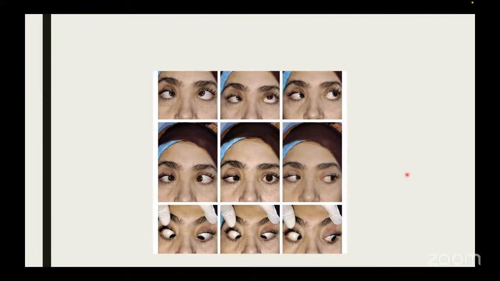We also have something called the force duction test, where the patient is usually asked to move towards the affected side. If there is remaining LR activity, you will feel the tug of the muscle. If there is no LR activity, you will not feel anything. The force duction test will also help you see if there is any medial rectus contracture or not. And usually in chronic cases, there will be medial rectus contracture.